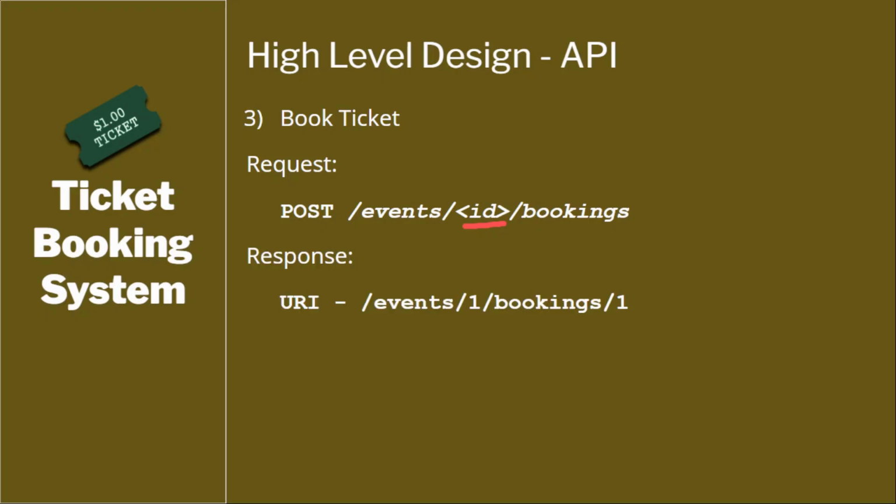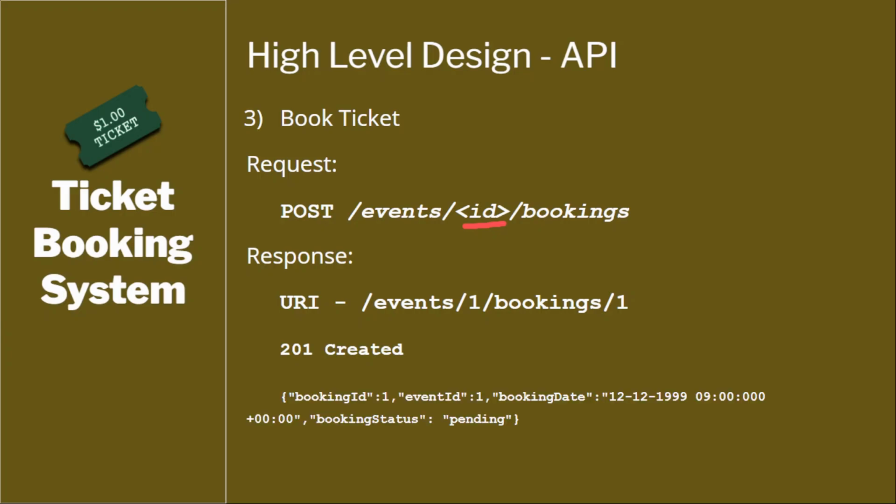When the request is successful, the API responds with a URI, which refers to the newly created booking. It also sends the data of the booking. This API will create a new booking and it will have a status of pending.